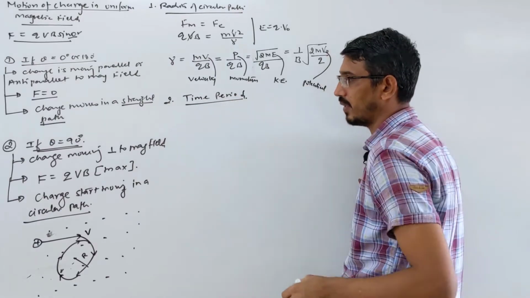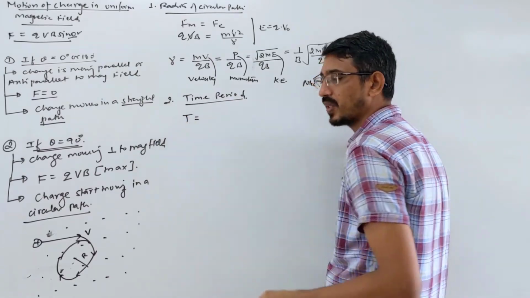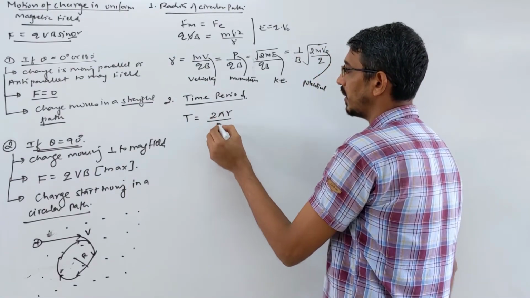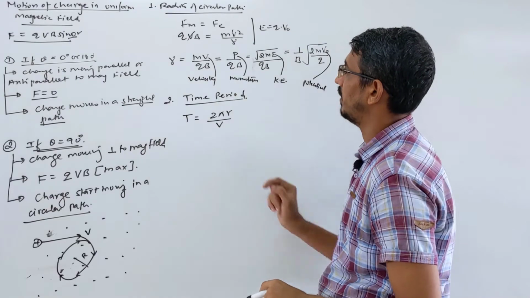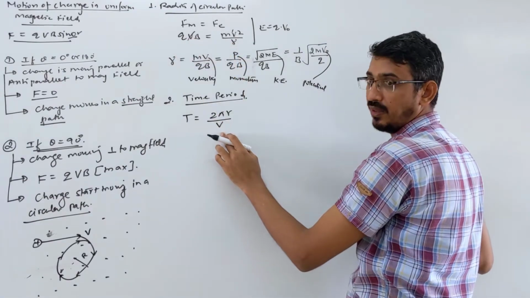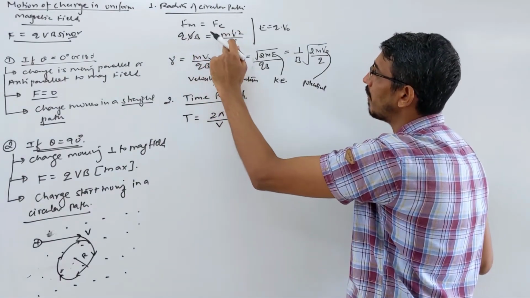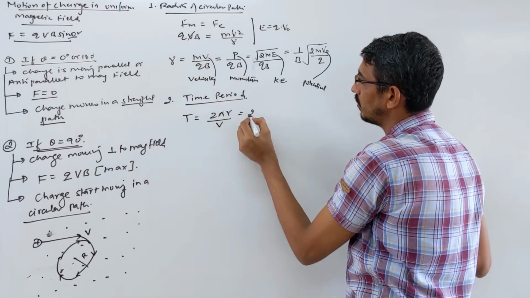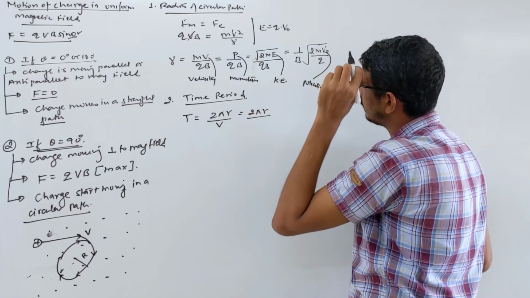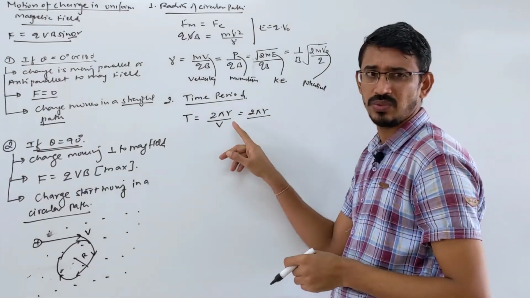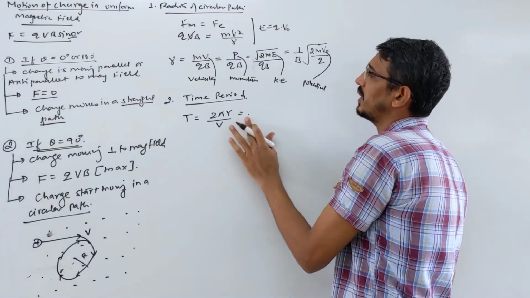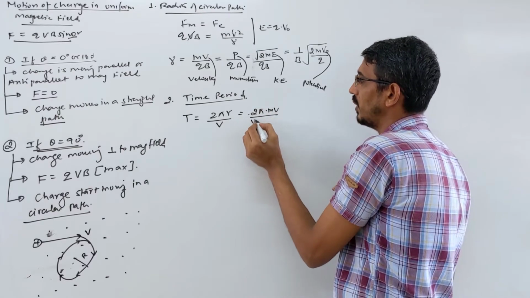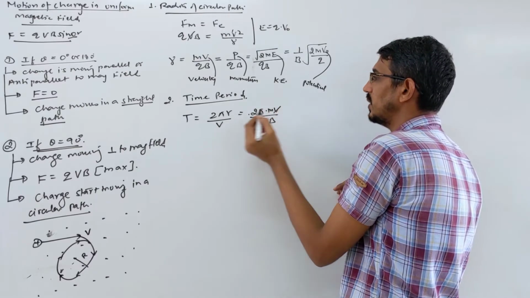Time period you want to calculate. We know time is distance by speed. Distance in a circular path is 2 pi r, and speed we can write from this formula. Rearranging, v is qBr by m. You can replace either r or v; any one thing you have to replace. Replacing r is easy because I wrote it here: 2 pi m v upon v into qB. The v gets cancelled, so this is your time period formula.